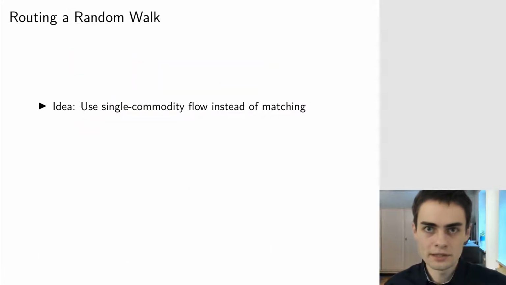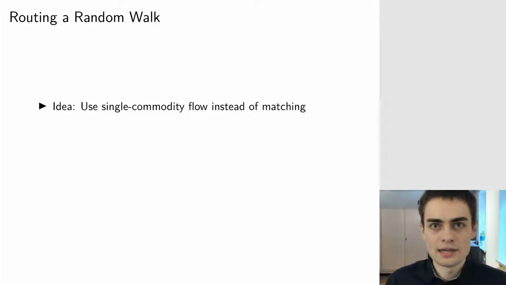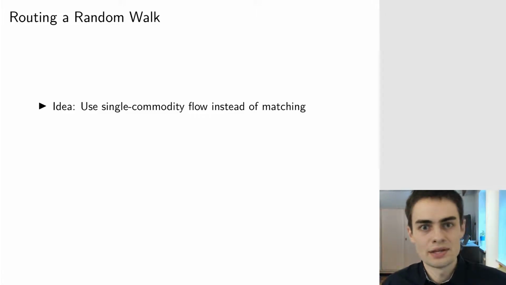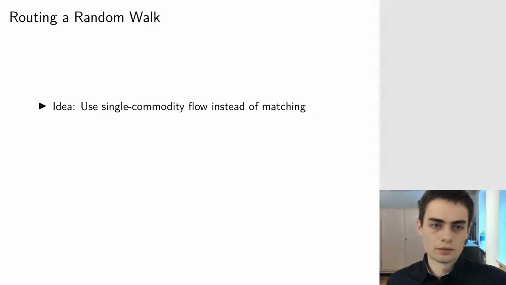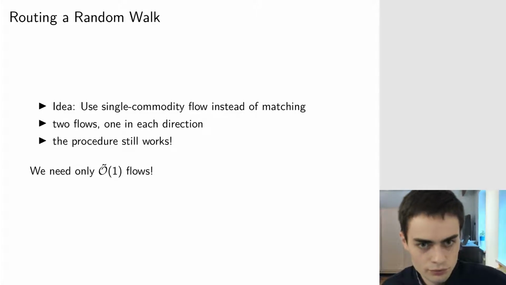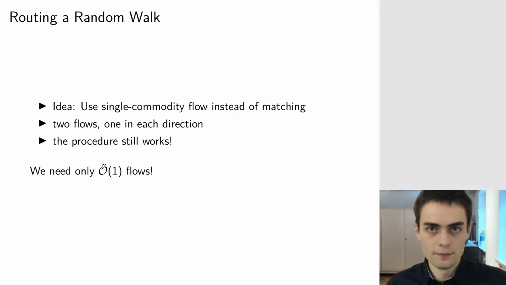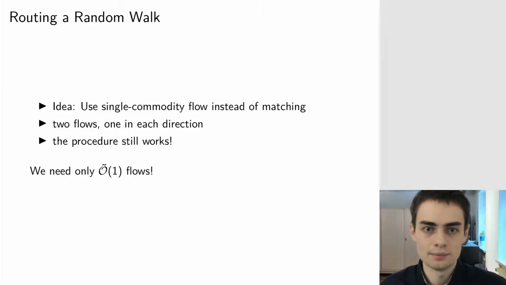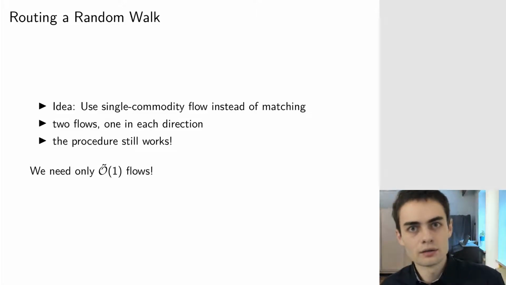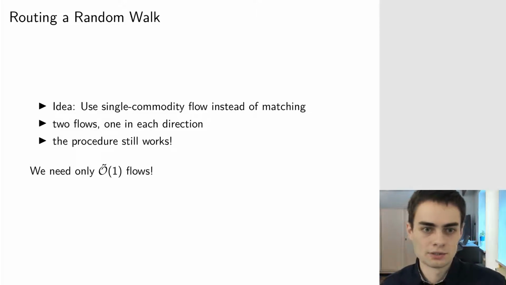But the problem with matchings is that they're symmetric. So we have to be able to route in the same way in both directions, and that seems difficult. So instead, we are going to use single commodity flows. So we compute a flow, one for each direction, which sends one packet from each node on one side to each node on the other side. We don't really know where the packets end up. So this is not a matching, it's not symmetric. You could think of this as two directed matchings if you want.